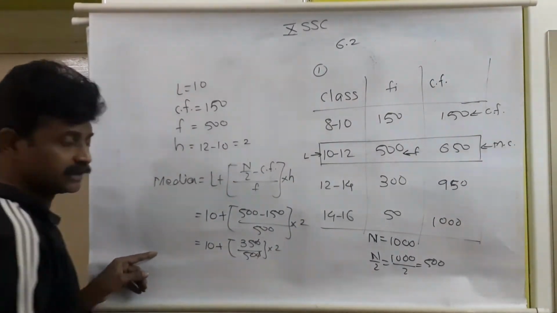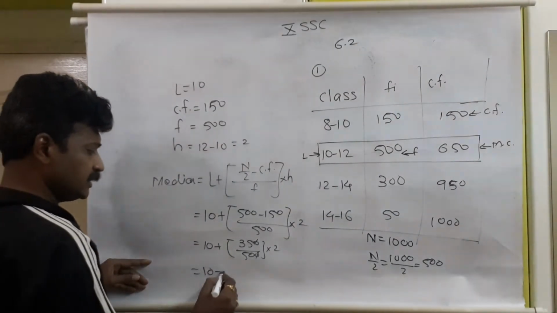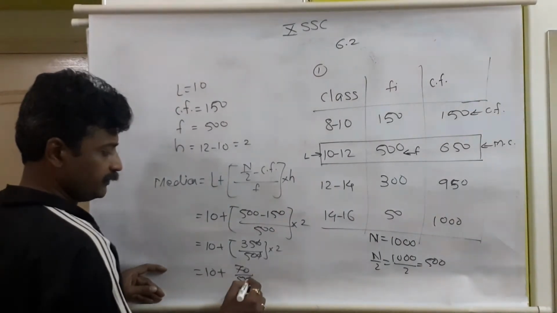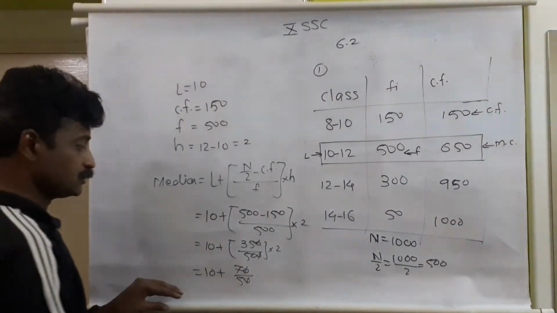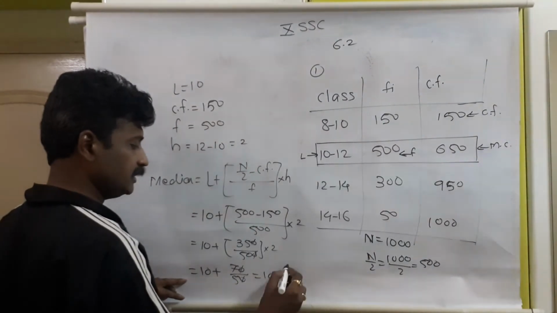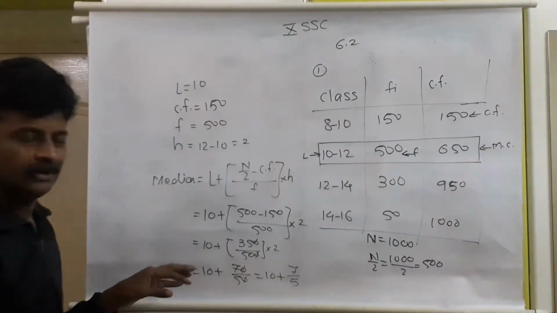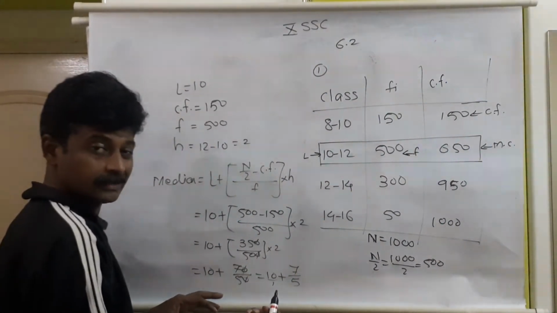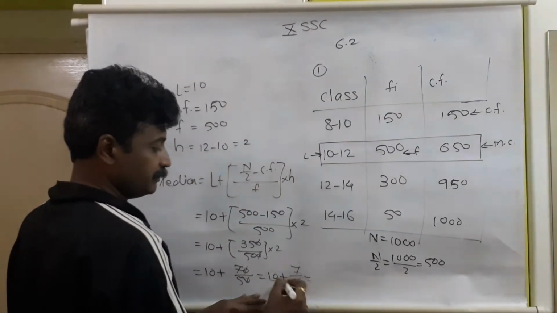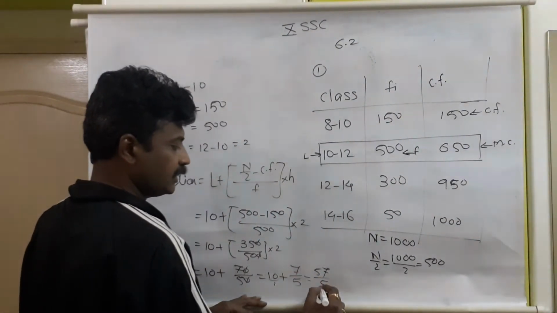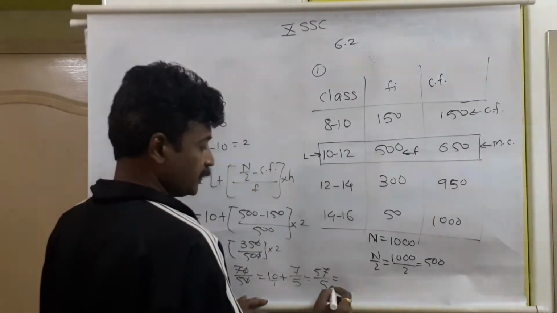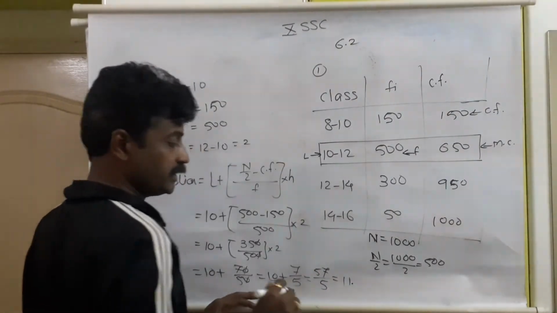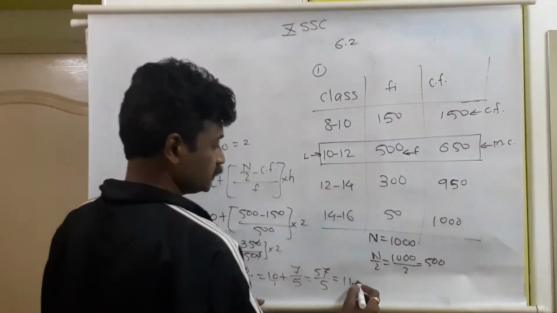So the zeros will get cancelled. The remaining: 10 as it is, plus 35 into 2, which is 70. 70 upon 50, again the zeros can be cancelled. So remaining is 10 plus 7 upon 5. So 7 will be divided by 5, or we can try by LCM. 10 fives are 50, 50 plus 7 is 57, and 57 upon 5 will give us the final answer. 5 ones are 5, again 5 ones are 5, remainder is 2. So with the decimal point, 2 becomes 20, 5 fours are 20.